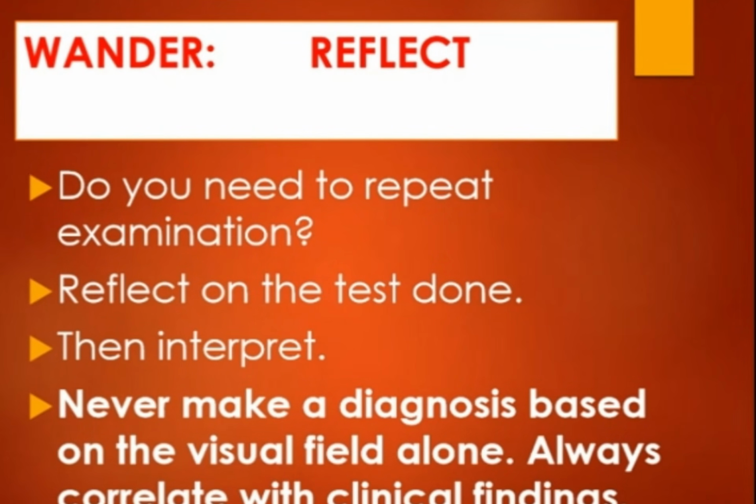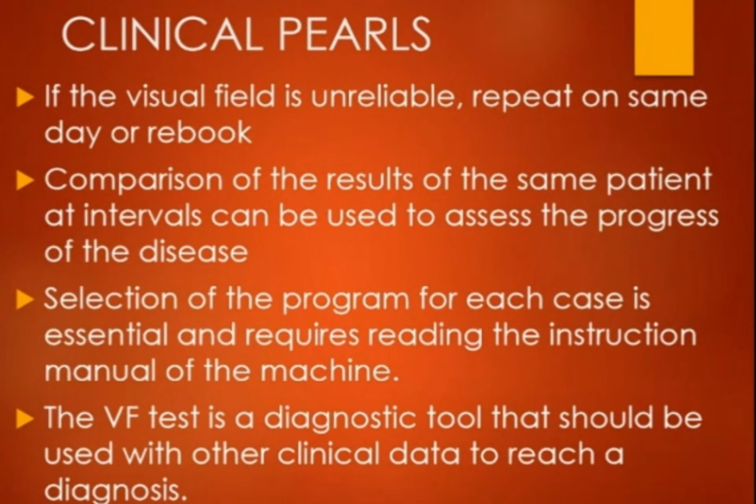So if you are doing your review or your reflection, you ask yourself whether you need to repeat the examination, whether you have to continue to reflect on the test done, whether you're going to proceed with the interpretation or not. Please note that you should never make a diagnosis based on the visual field result alone. You have to always correlate with other clinical findings like your fundoscopy, your tonometry, and even your OCT.